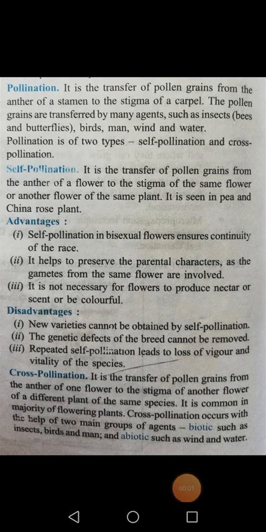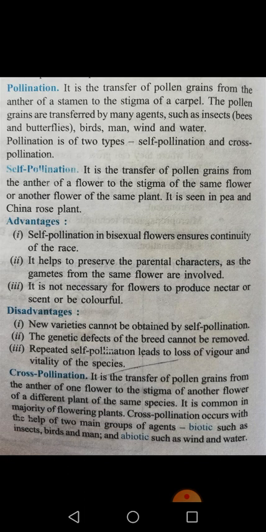Good morning, students. As we were discussing sexual reproduction in flowering plants, I have already discussed how sexual reproduction occurs and what the different parts of the flower are which help in the process of sexual reproduction. Today I am going to discuss the same topic in brief. I will tell you how sexual reproduction completes in the case of flowering plants.